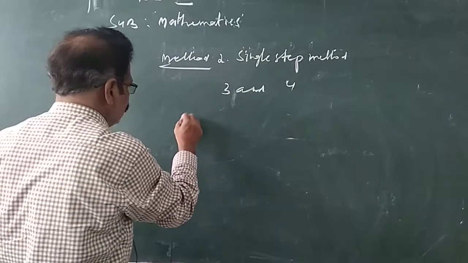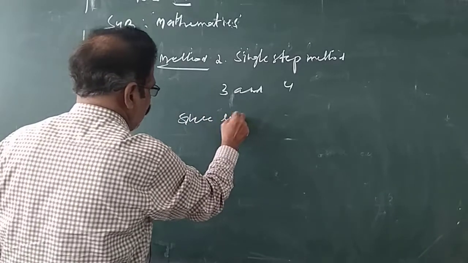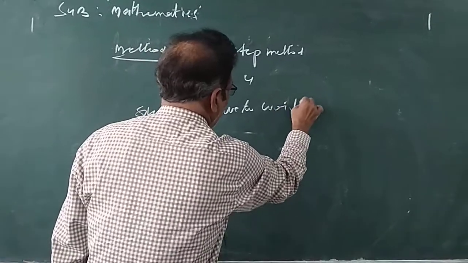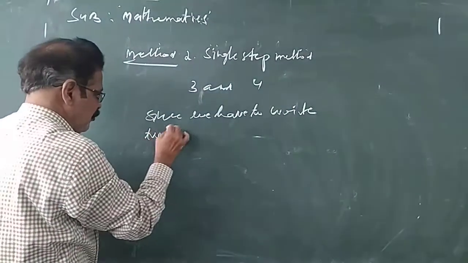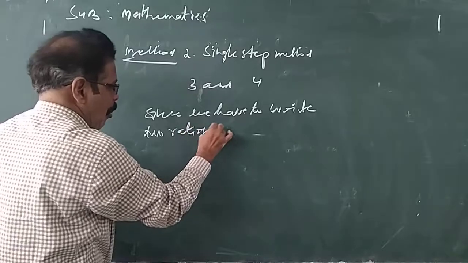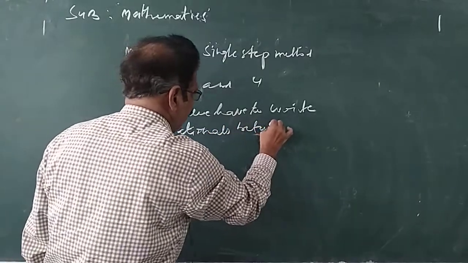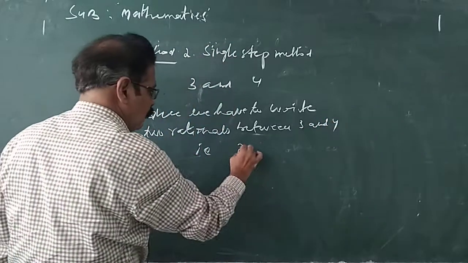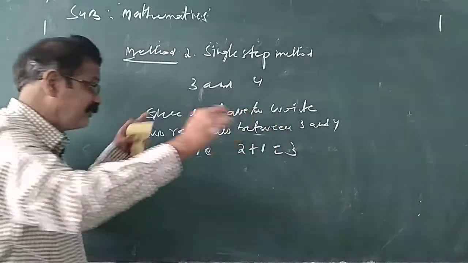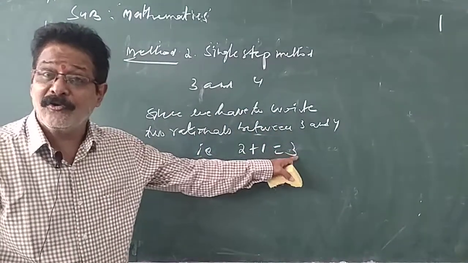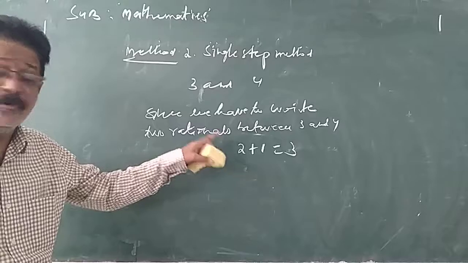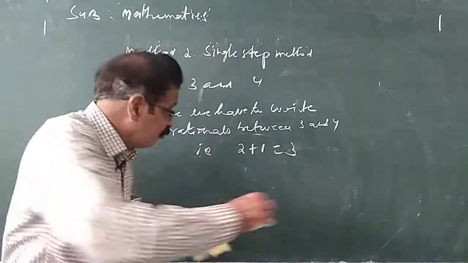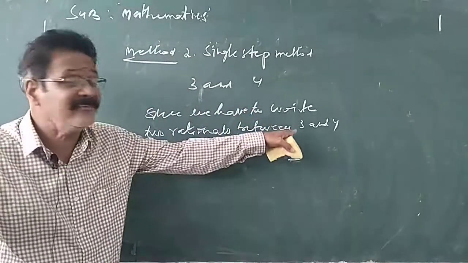So, since we have to write two rationals between 3 and 4, that is 2 plus 1 equal to 3. If you want to arrange 3 rationals, 3 plus 1 is equal to 4. If you want to arrange 4 rationals, 4 plus 1, 5. If you want to arrange 5 rationals, 5 plus 1, 6. So this result can be written as the denominator of each rational.